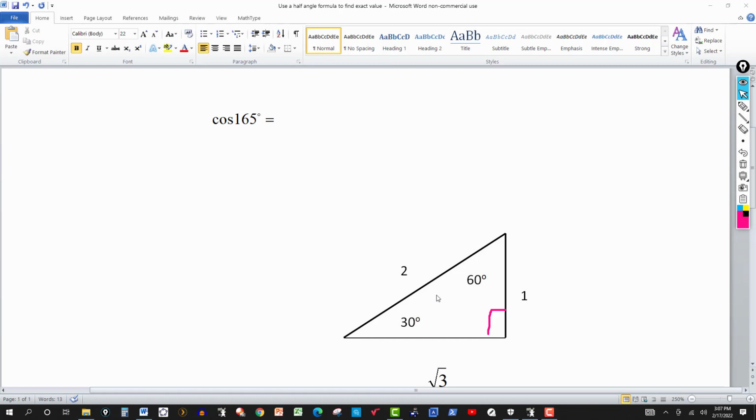And of course, you should know that if you have any angle that has a reference angle of 30 degrees, 60 degrees, or 45 degrees, you should be able to find the sine, the cosine, the tangent of those angles. So this one here, cosine of 165, is not your typical angle. If I were to draw this angle, 165 would be over here somewhere.